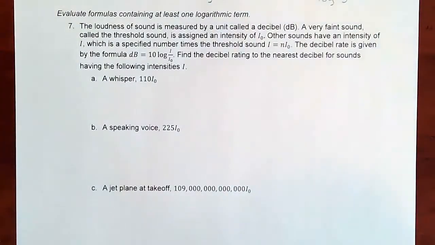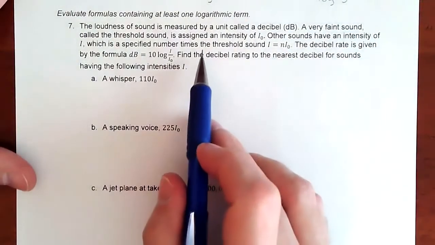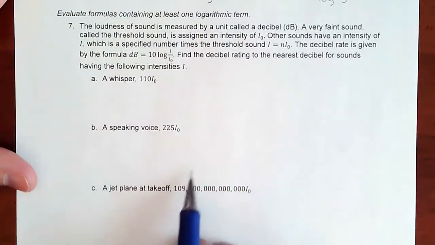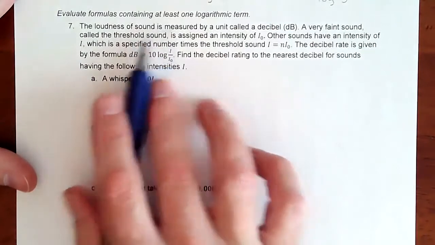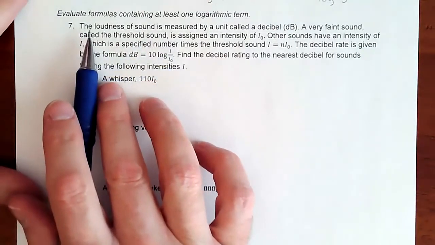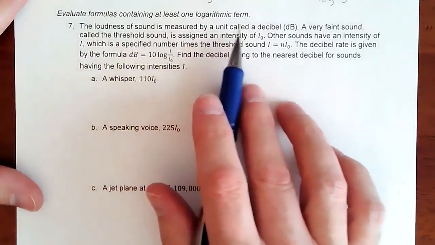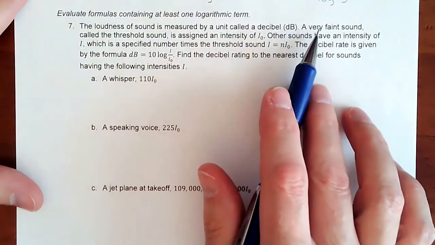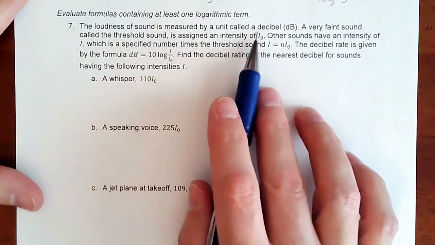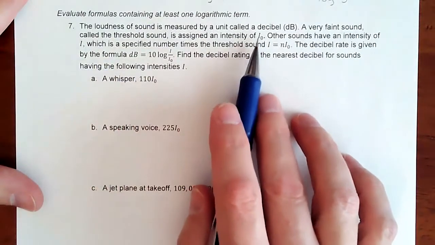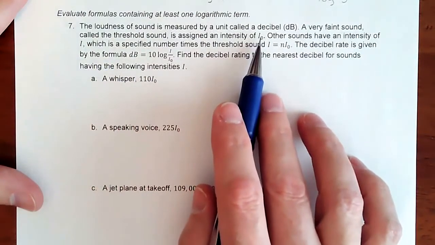In this video, we are going to go through a word problem that has a couple questions associated with it. So let me read it through. It involves a log. That's the idea of the video. It says the loudness of a sound is measured by a unit called a decibel. A very faint sound called the threshold sound is assigned the intensity of I naught. So that's our initial sound.